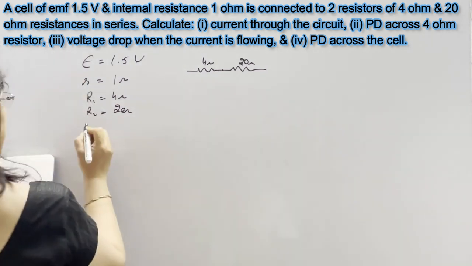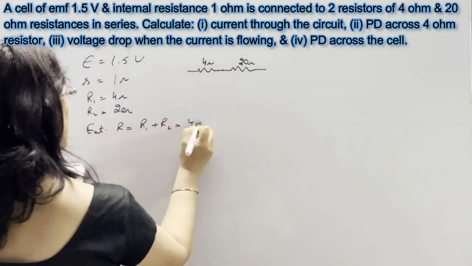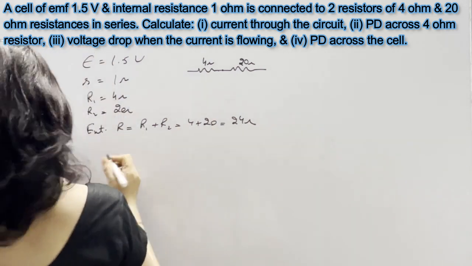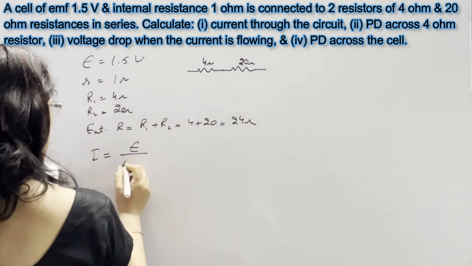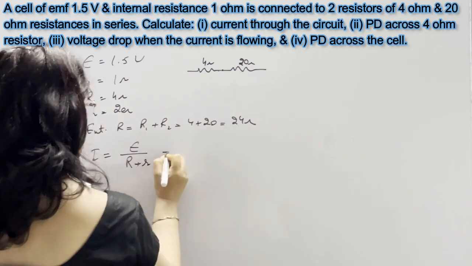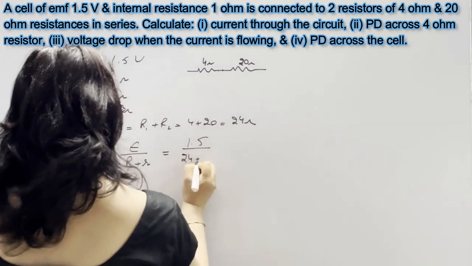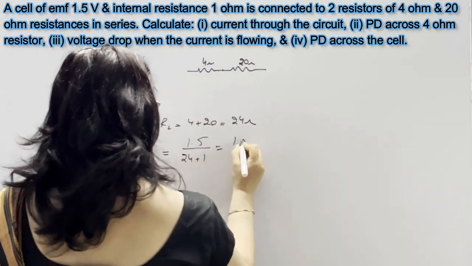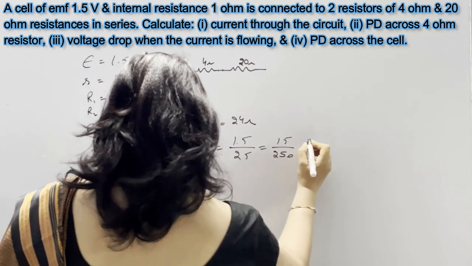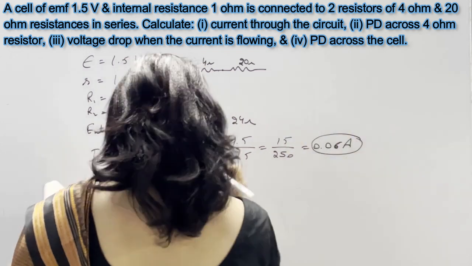So first of all, external resistance. It means external resistance in the circuit is R1 plus R2, 4 plus 20. It means 24 ohm is the external circuit resistance. Now current is equal to EMF upon external resistance plus internal resistance. Now given EMF is 1.5, this is 24 plus internal resistance is 1. It means 1.5 divided by 25. So value comes out to be 15 upon 250, or we can take it as 0.06 ampere. This is the current in the circuit.